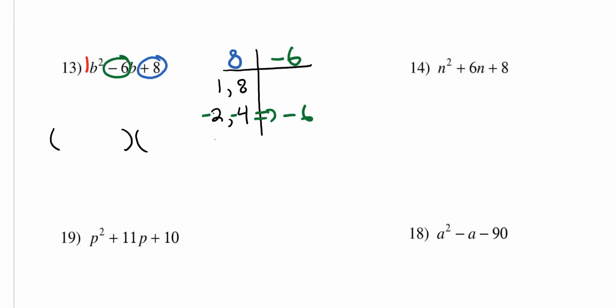All right, so now we need two brackets. Since there's a leading coefficient of 1 there, the variables are always the starting variable. So b times b is b squared. And then you would need the negative 2 and the negative 4. And once again, these numbers are right there.